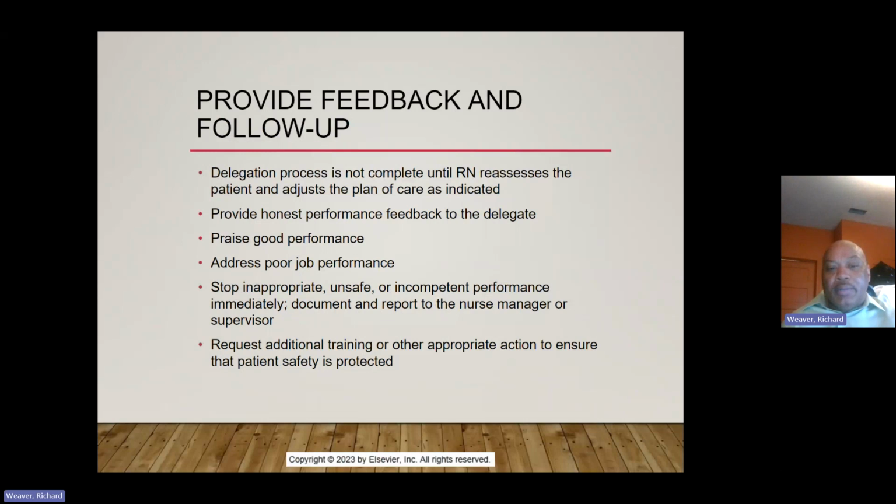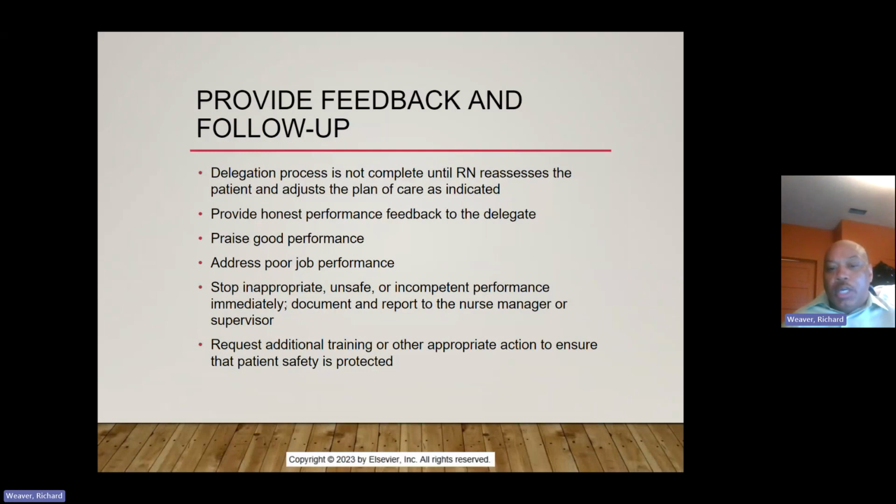However, if the staff member performs in an inappropriate, unsafe, incompetent manner, the nurse must intervene immediately. This is not something where you say, well, I'll let them do whatever they're doing with the patient, something you notice is unsafe, and I'll talk to them later. This is something that must be addressed immediately. You must intervene immediately and stop that unsafe activity, right? And document the facts of the performance and report to the supervisor. All right, that's the uncomfortable part.